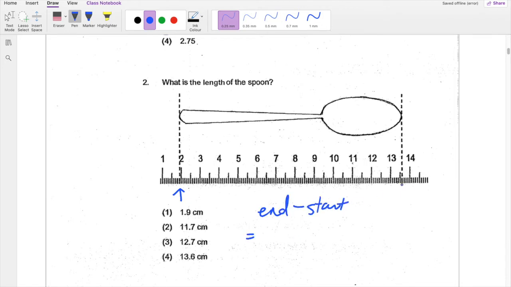Here the end is 13.6, right? And here the start is 1.9. So the end 13.6 minus 1.9, the answer is 11.7. So we need to be very careful where the start point is. The concept here is that the length equals the end minus the start.